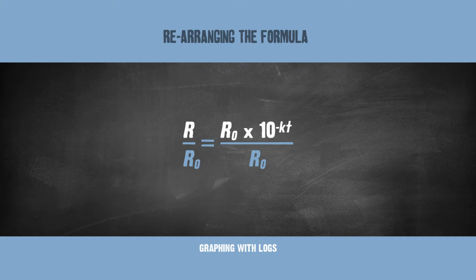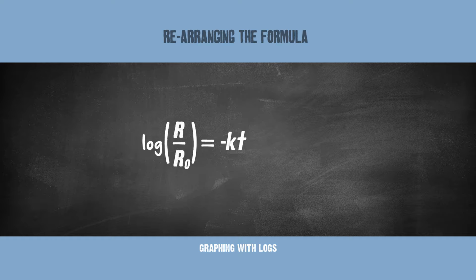Divide both sides of the equation by R0, which cancels on the right-hand side. Next, take logarithms of both sides. Since the right-hand side was already a power of 10, we are just left with the exponent of the number 10, that is, minus kT. Finally, switch the sign of both sides of the equation.